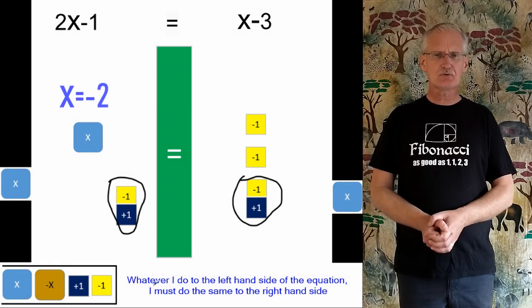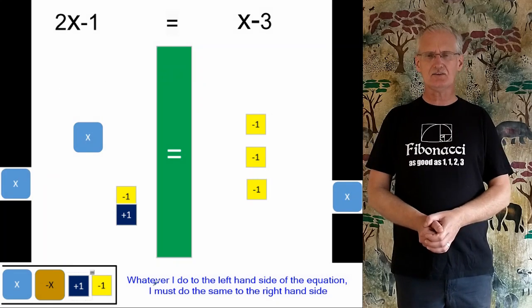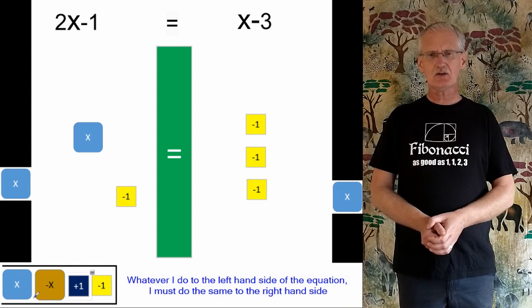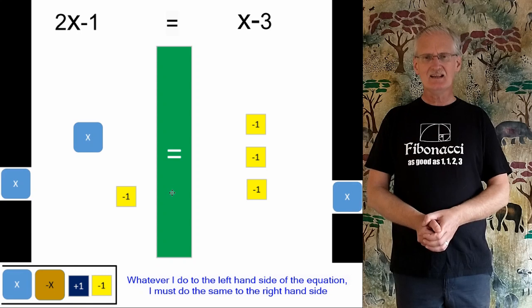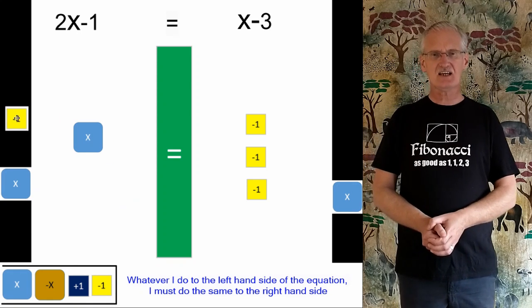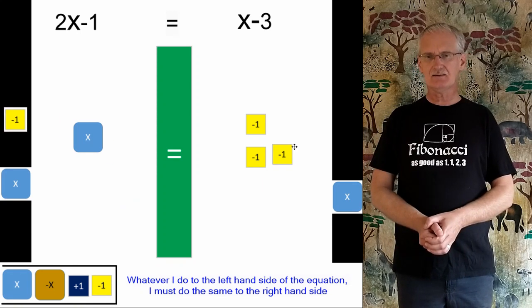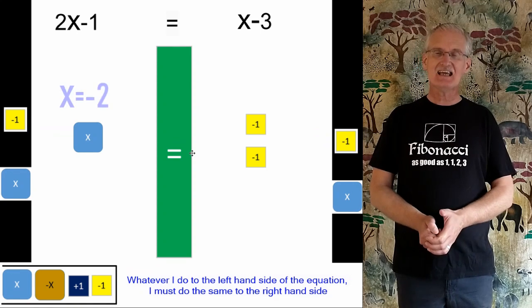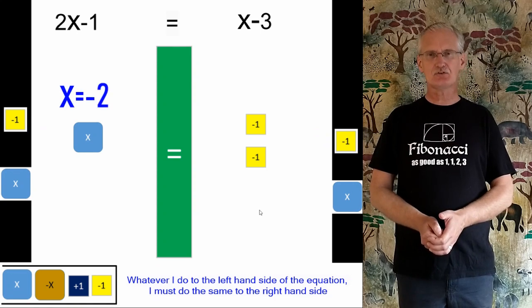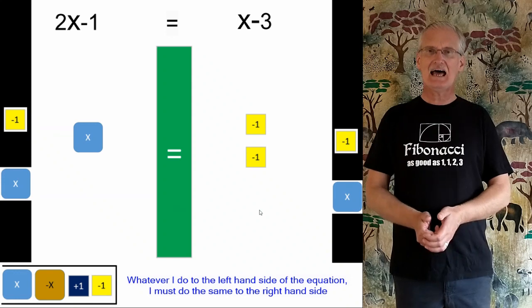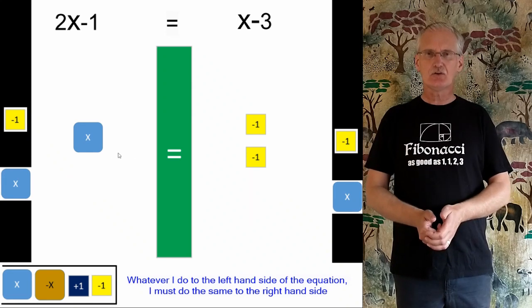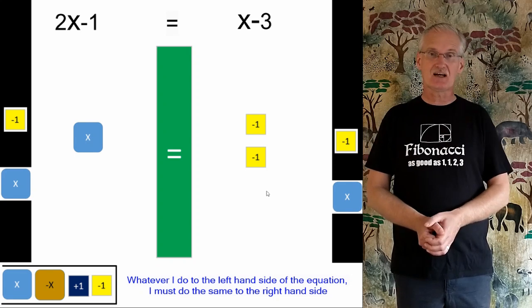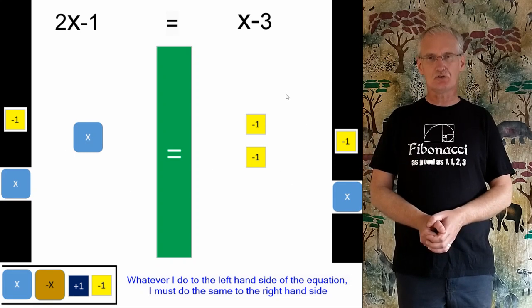But I want to show you a different way. Let me just undo that. And actually what I could do, rather than adding a +1, I could take away -1 from both sides. So take it away, and again I get x equals -2. So whether you want to add a +1 or take away a negative, you get the same answer. It's entirely up to you how you want to do that.